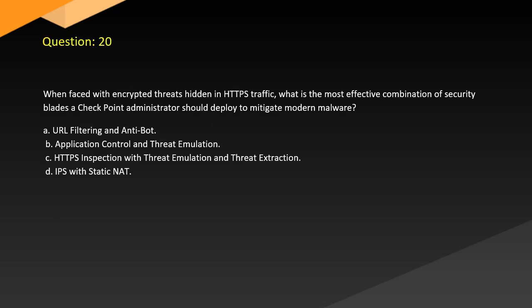Question 20. When faced with encrypted threats hidden in HTTPS traffic, what is the most effective combination of security blades a Check Point administrator should deploy to mitigate modern malware? A. URL filtering and Anti-Bot. B. Application Control and Threat Emulation. C. HTTPS inspection with Threat Emulation and Threat Extraction. D. IPS with static NAT.